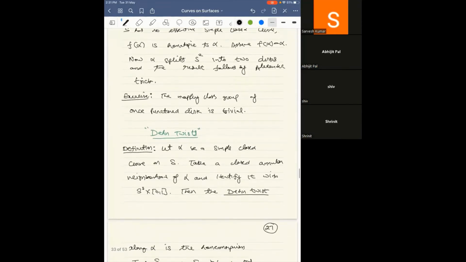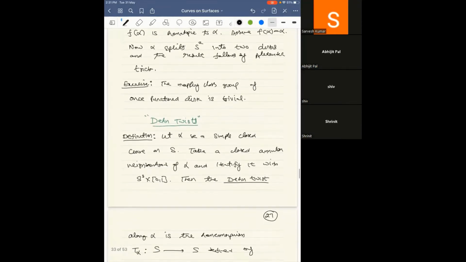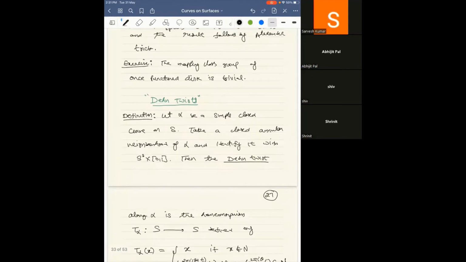So okay. So now we can start with the most fundamental elements in mapping class group, which are known as Dehn twists. Okay. So.